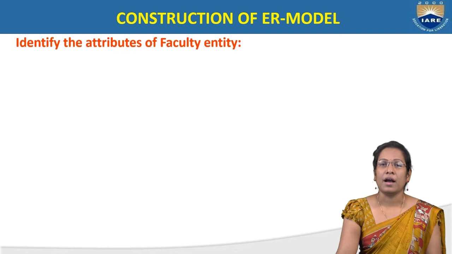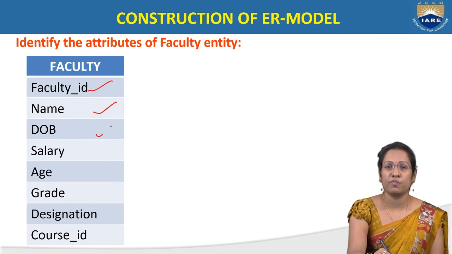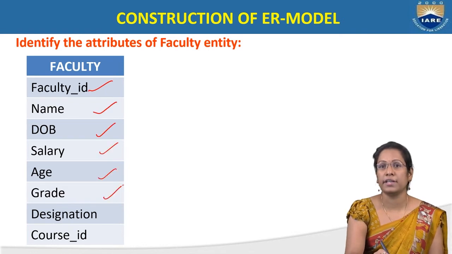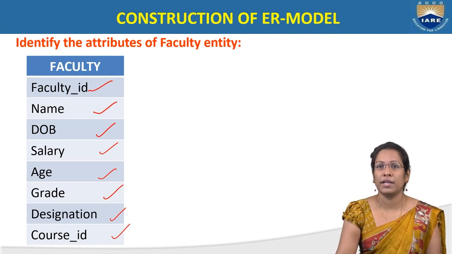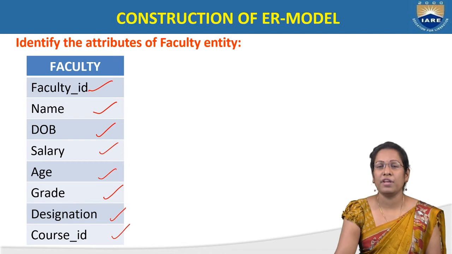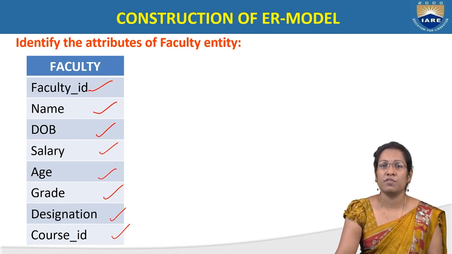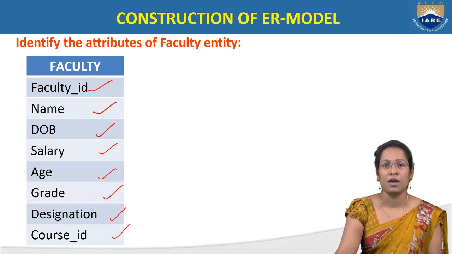And the next one, attributes of faculty. Faculty comes with the faculty ID, name, date of birth, salary, age, grade, designation, course ID. These are the properties of the faculty entity. Here I also included the course ID because every faculty will undertake one or more courses. So we need to include the course ID in the faculty properties also, because he or she will be able to handle one or more courses every semester.